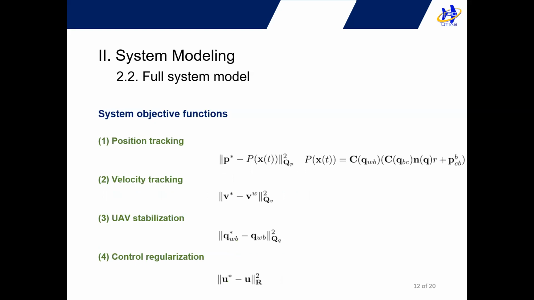Like a standard NMPC quadrotor controller, we have four objective functions. The first one corresponds to position tracking, in which a positional vector is calculated by using the state at time t. We can indeed think of this process as a form of rotation compensation, but without explicitly defining a virtual camera. The remaining terms include velocity tracking, UAV stabilization, and control regularization.